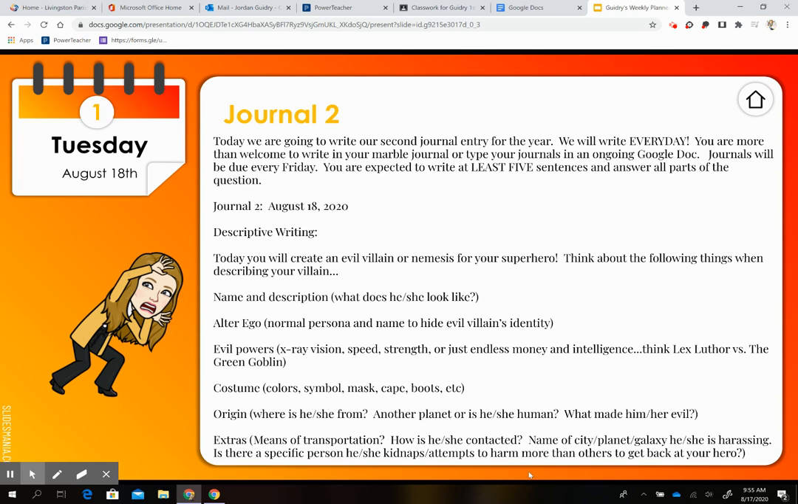Hey guys, today we're going to talk about journal number 2. For journal number 2, we're creating an evil villain. So we're going back to practicing our descriptive writing skills.